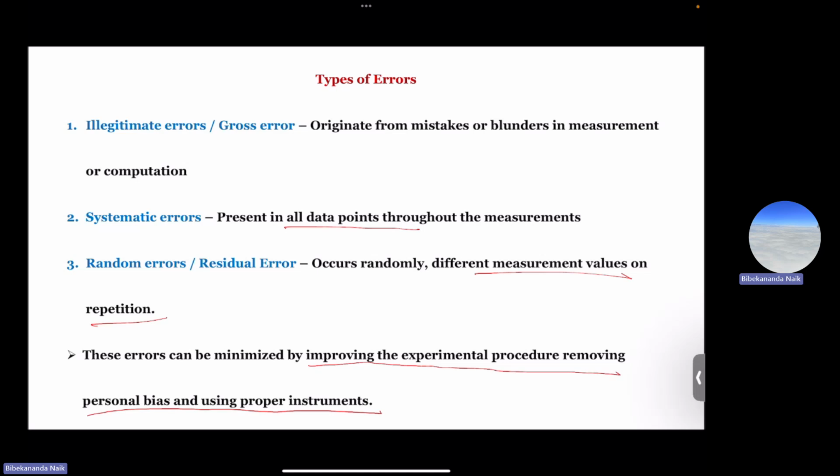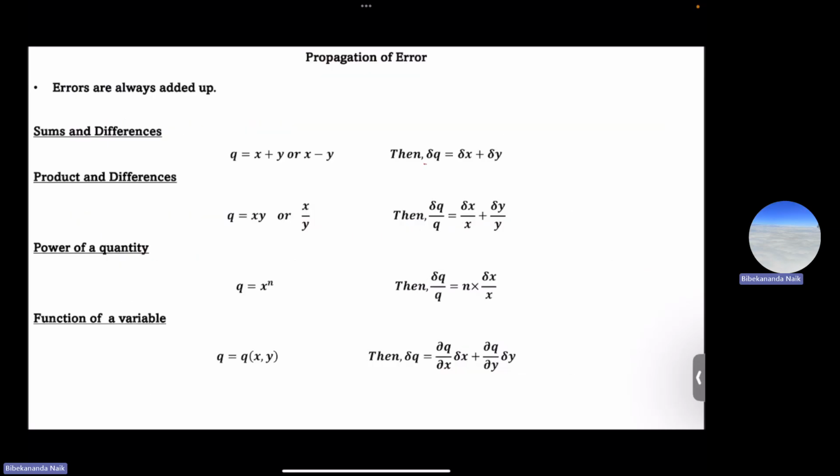And these are the formulas for how the error propagates. You know error is always getting added. Whether it is a sum or a difference, the error will get added, because once you measure something you find some error, and when you measure something again you find some error, so whether you subtract or add those things, error will always get added, because you have error, so error is always increasing. For multiplication and division, these are the formulas. This is the formula for the power of a quantity.